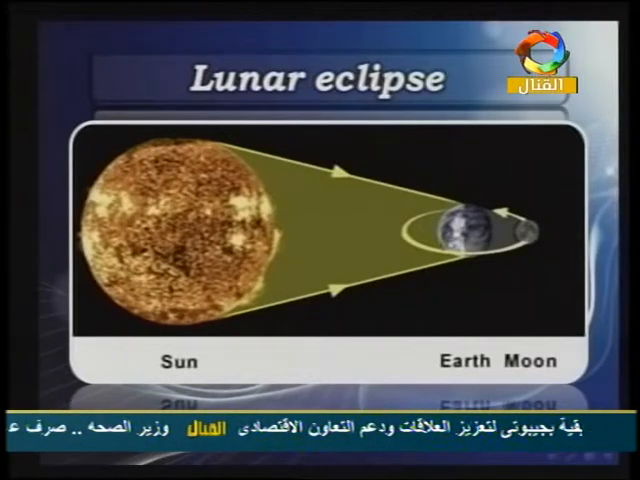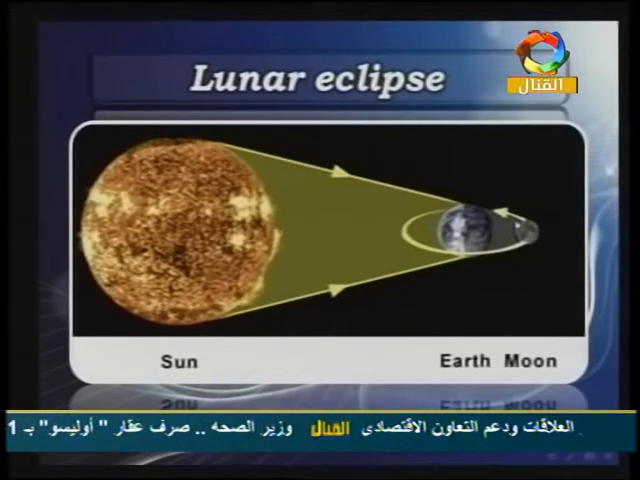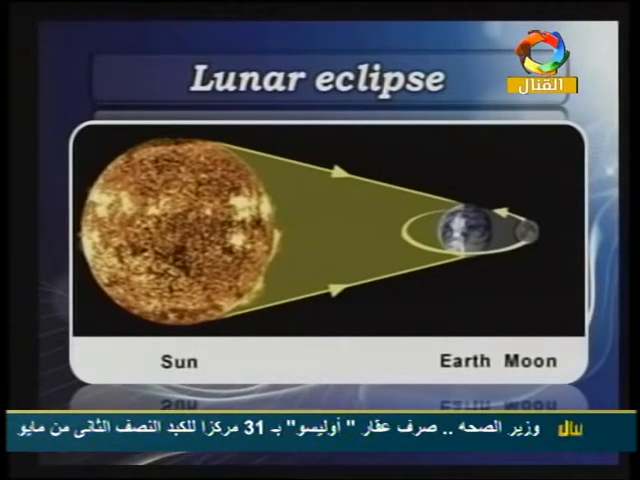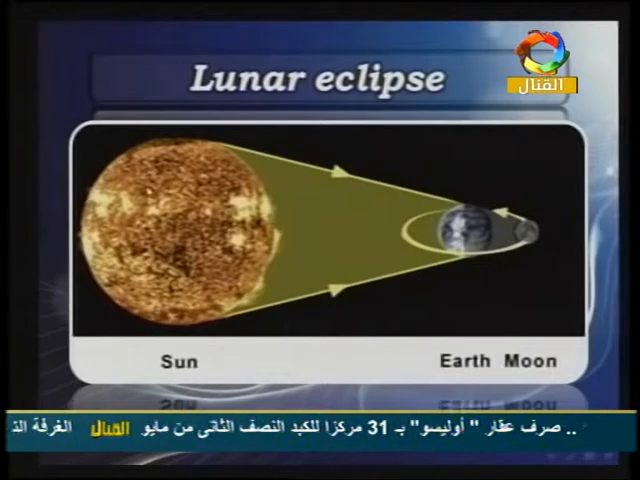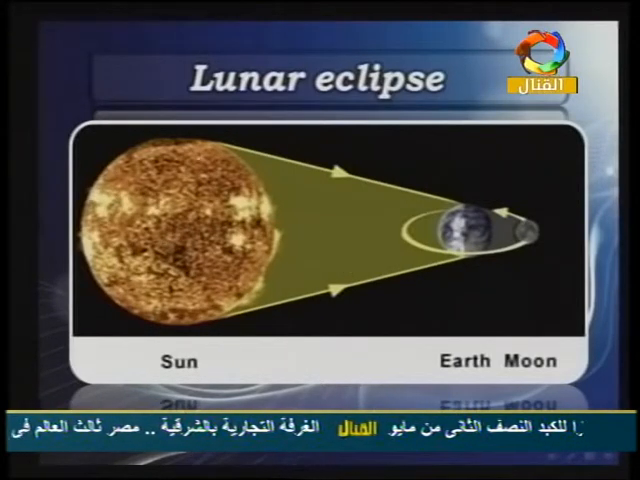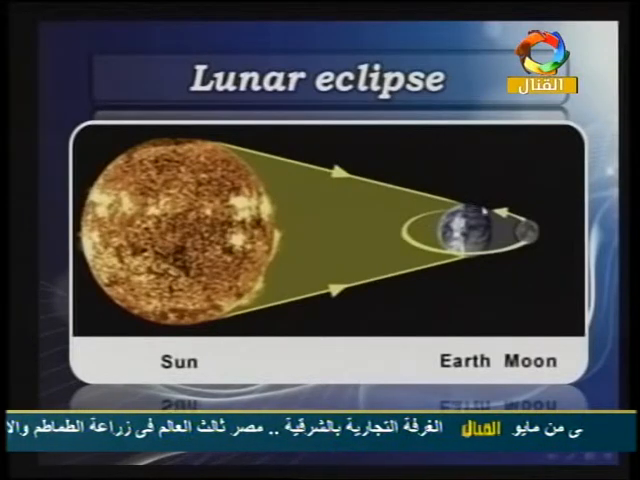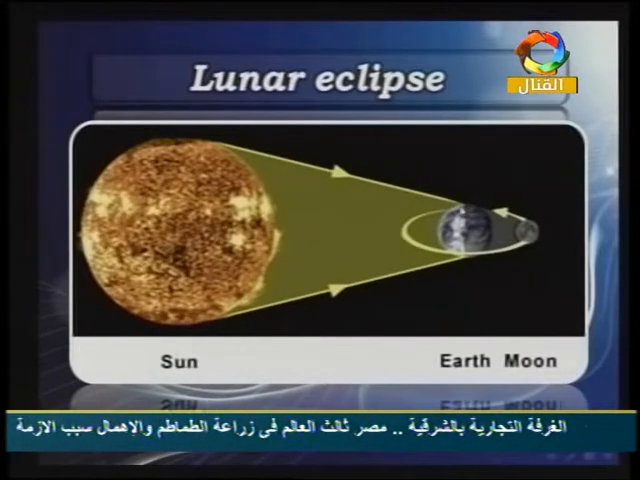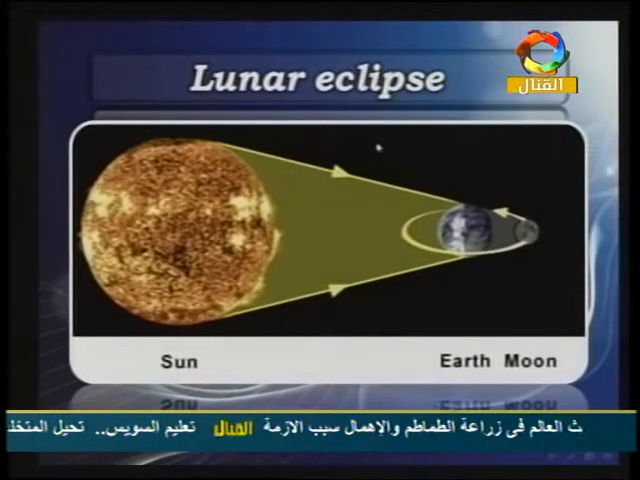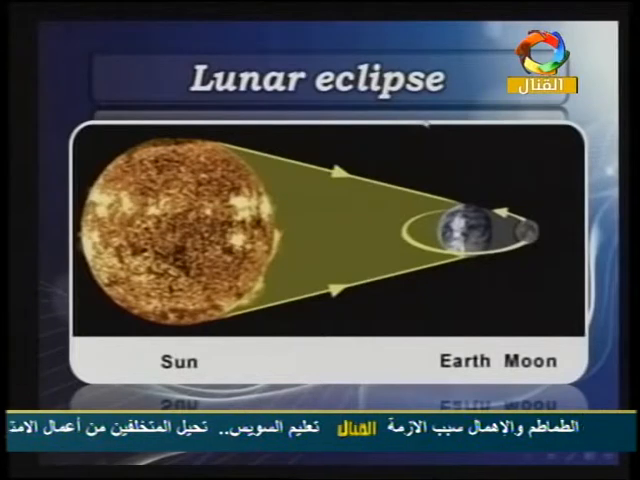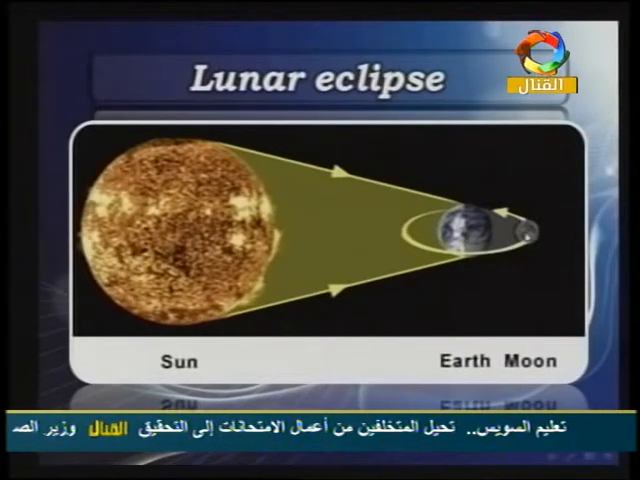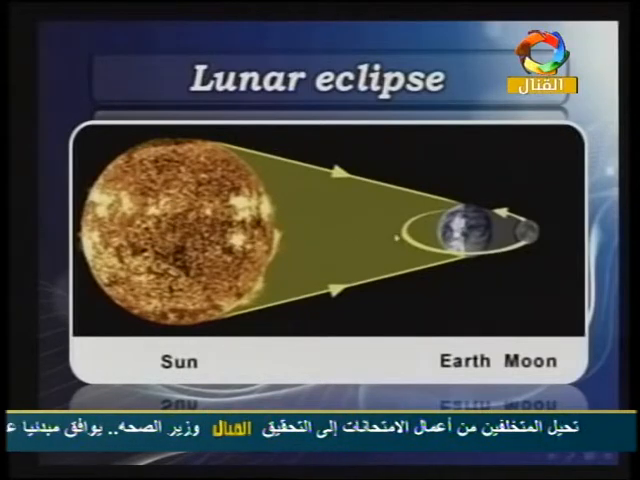Why? Because the earth is larger than the moon in its mass and its volume, so it makes what? It makes a shadow on the moon, so it hides the moon from the sunlight. The sun produces sunlight like this and like this. So the earth makes a shadow on the moon to make a lunar eclipse, because the earth is found between moon and sun in one straight line.